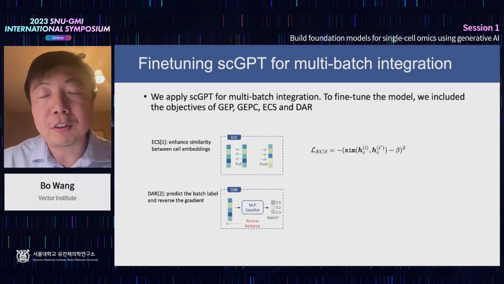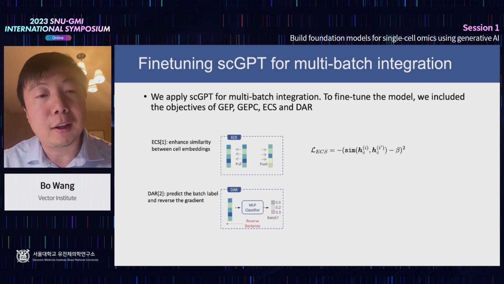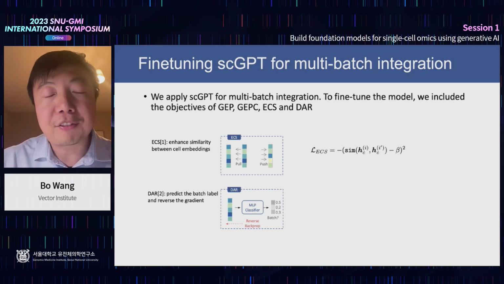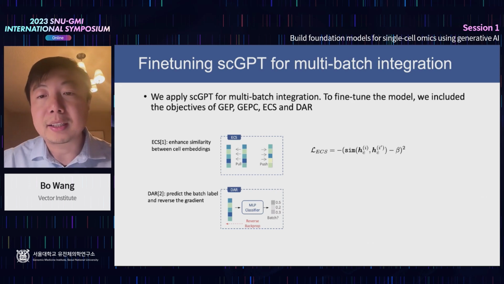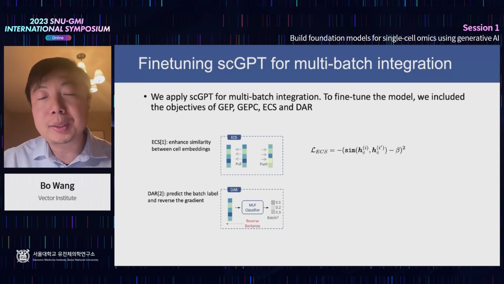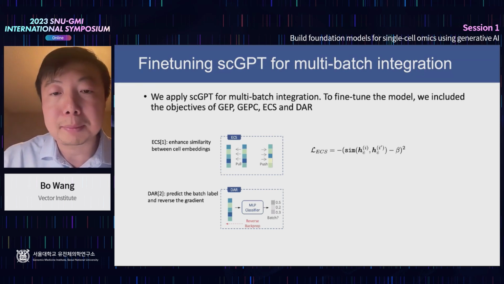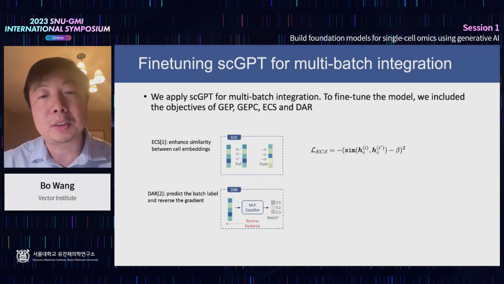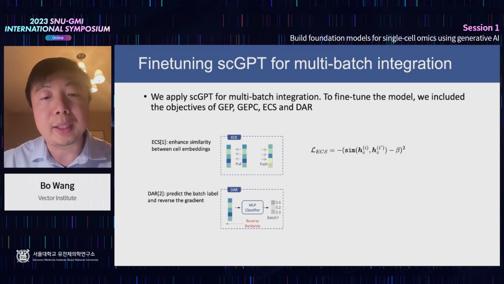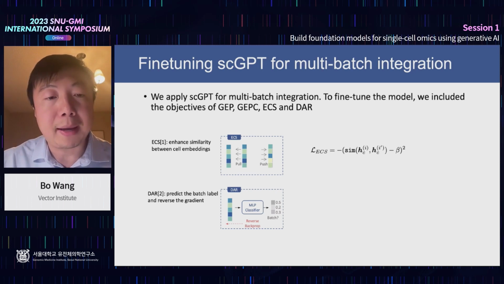Specifically for multi-batch integration, we define a loss function that consists of 2 terms. The first term is contrastive loss. The idea is quite simple, and commonly used in deep learning: if 2 cells are neighbors in the original gene expression space, they should be neighbors too in the embedding space. And the second term for multi-batch integration is adversarial loss, which is a loss we obtained from a previous GAN approach.